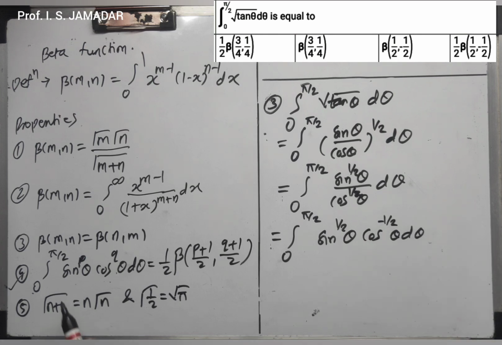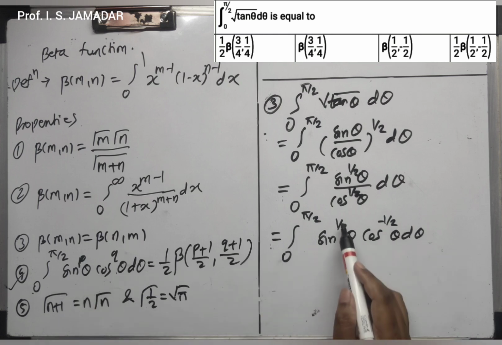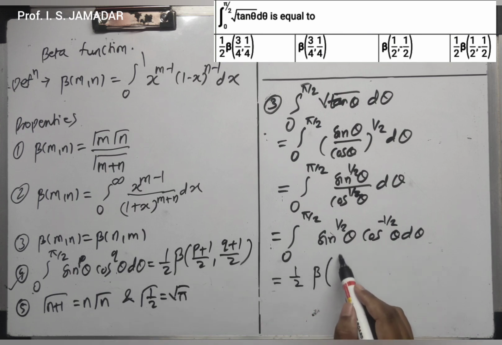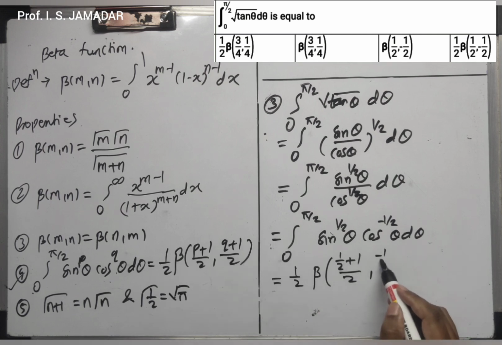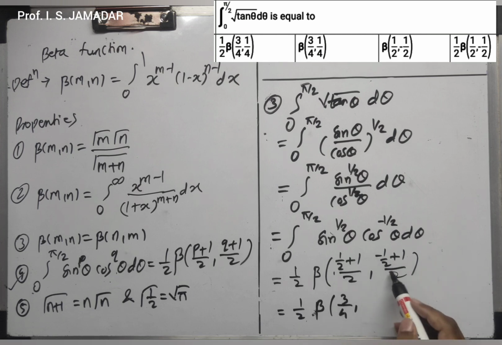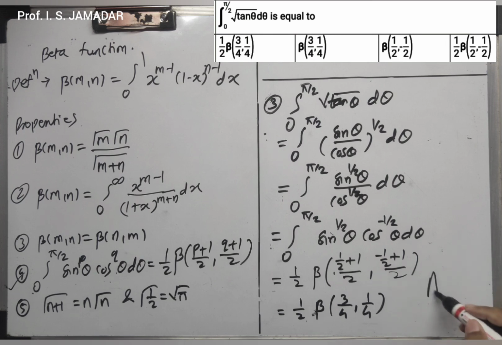Now we can see that this is in the property number 4 type with p as 1 by 2 and q as minus 1 by 2. So by this property number 4, it is 1 upon 2 beta of p plus 1 upon 2 comma q plus 1 upon 2, that is, minus 1 by 2 plus 1 upon 2. Simplify it: 1 upon 2 beta of 1 by 2 plus 1, that is 3 by 2, upon 2 means 3 by 4, and minus 1 by 2 plus 1, that is 1 by 2, upon 2 means 1 upon 4. So here the answer is 1 by 2 beta 3 by 4 comma 1 by 4. So option A is the correct answer.